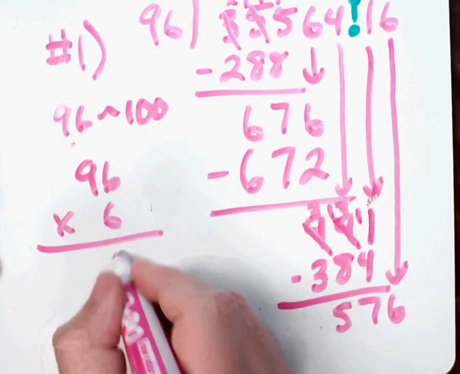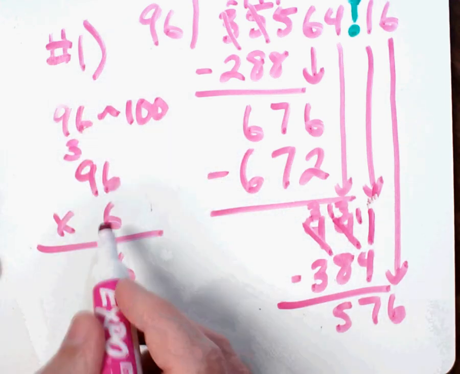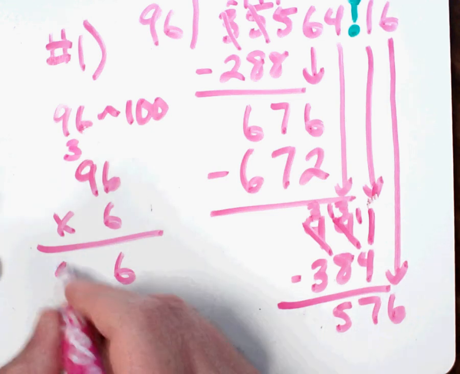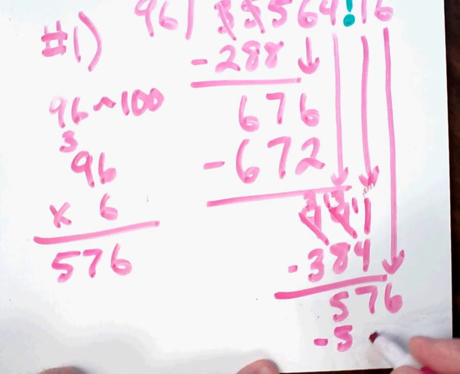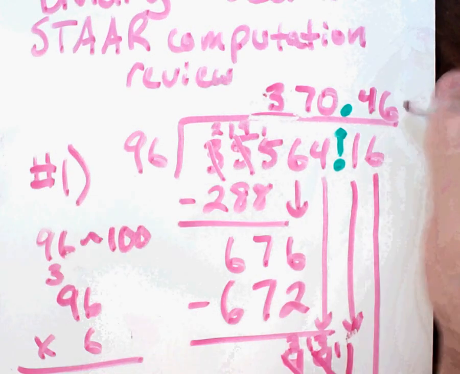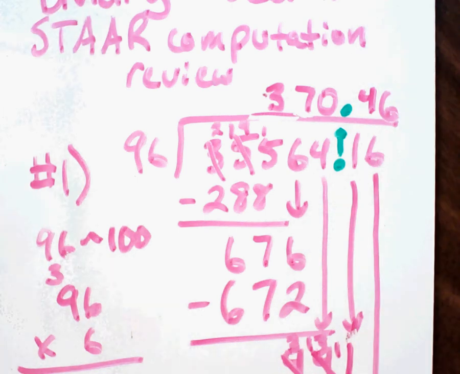6 times 6 is 36. Carry the 3. 6 times 9 is 54. Plus 3 is 57. Can't get much closer than that. And so I'm going to have 0 remainder. So my answer is 370 and 46 hundredths. All right, on to number 2.